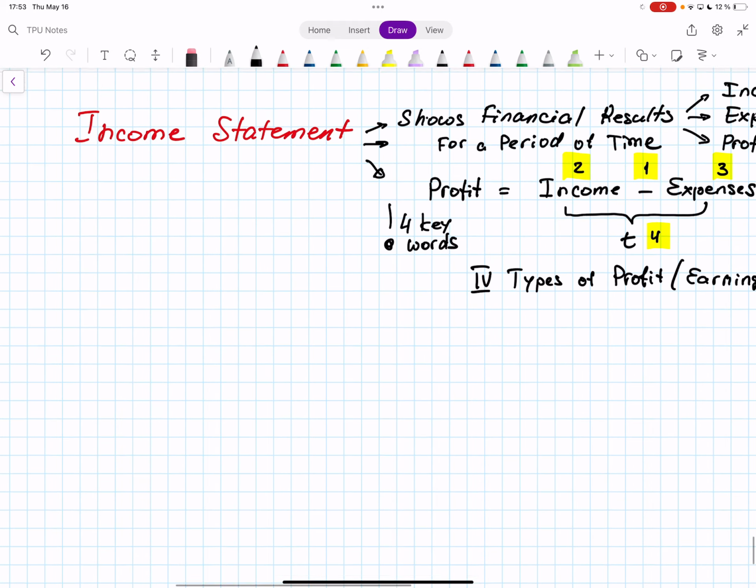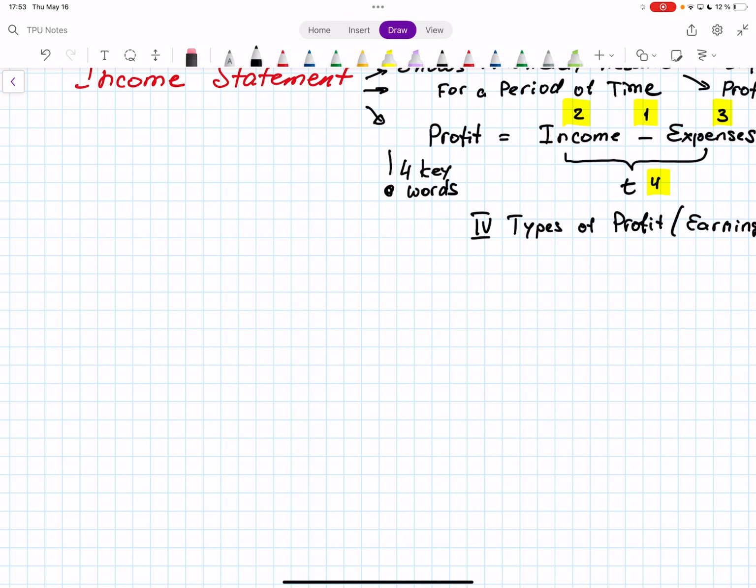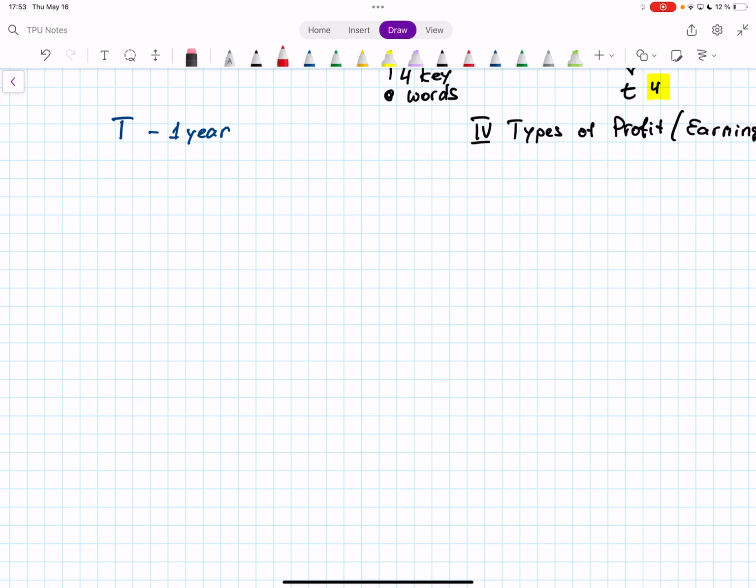Let's say that our time period, T, is 1 year. So let's look at the income statement for 1 year. Everything in the income statement begins with net sales. Try translating it. Net sales, we will denote this NS, net sales. And let's say that our net sales are $1,000.